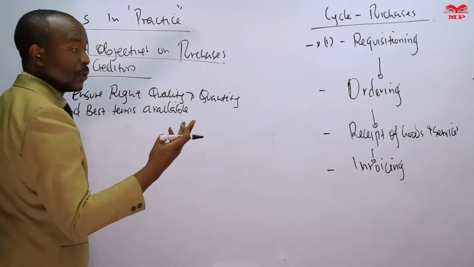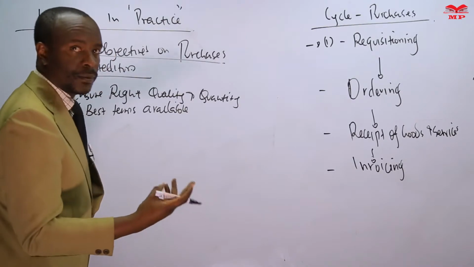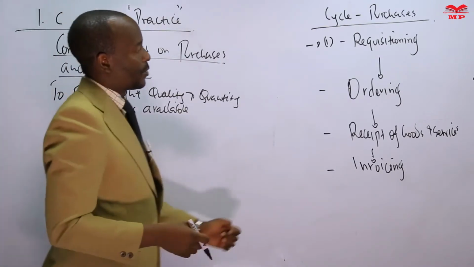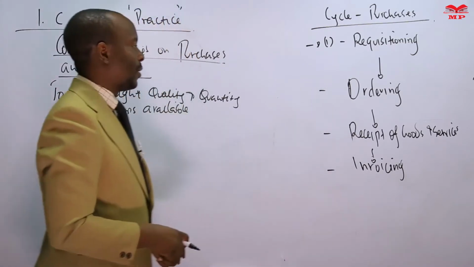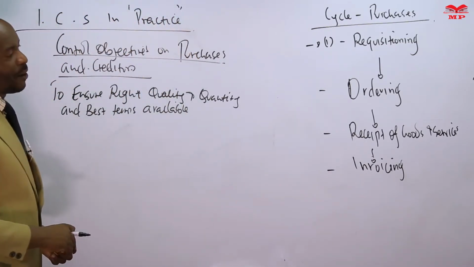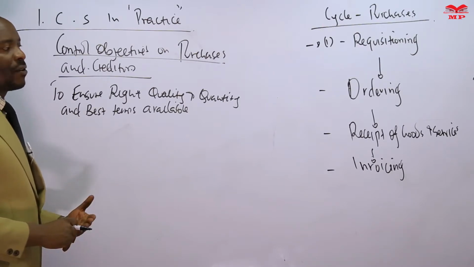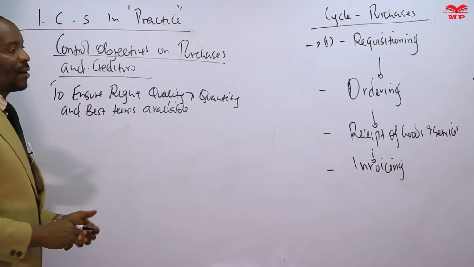So you want to purchase goods which are of the right quantity, the right quality, and using the best price possible. And that becomes my first objective. I also want to make sure whenever I'm making an order, all the orders have been authorized and those orders have been received and the goods have been inspected and have been accepted.